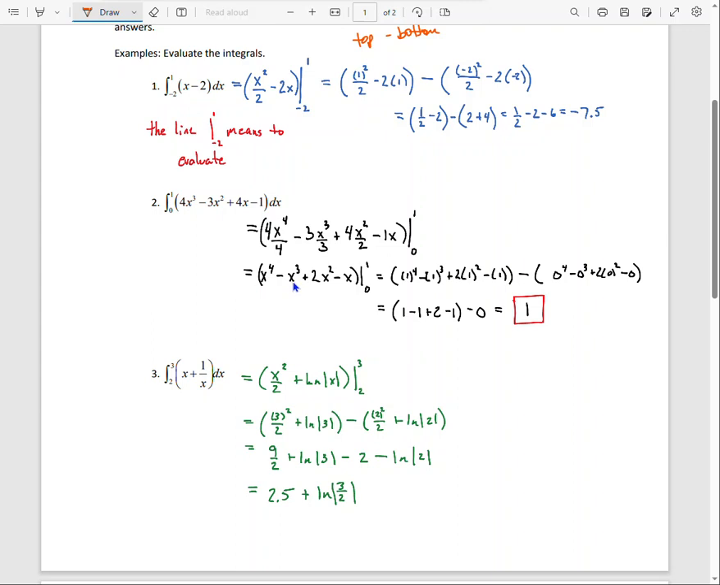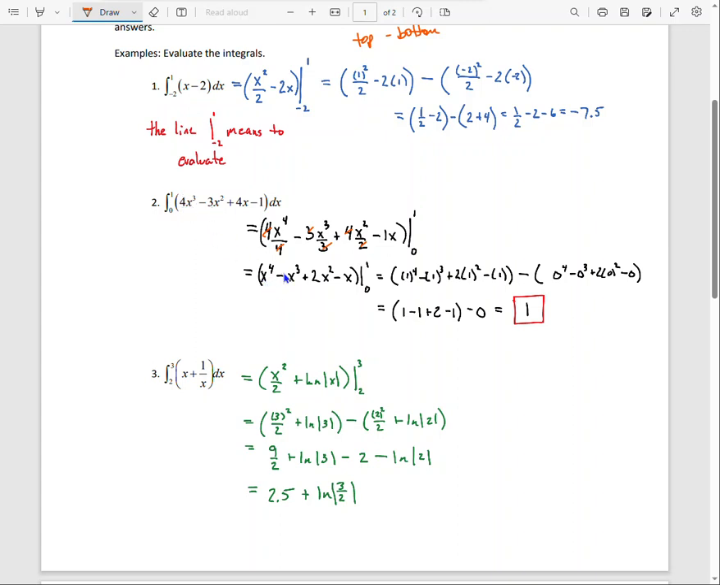So we'll have 1 to the 4th minus 1 cubed plus 2 times 1 squared minus 1. And then subtract, because it's always top minus bottom. Subtract. When we put in 0, oh look, that's 0 to the 4th, 0 cubed, 0 squared, and 0. You get a whole bunch of zeros, and that's awesome. I forgot to mention here, because of these coefficients, they simplify really well. And if you noticed that as you were going here, hey, that's the derivative of x to the fourth, you could jump right to this step.